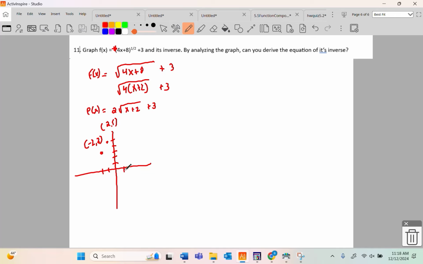So I'm going to let x be 2. And that would be just really high. But if I plugged a 2 in here, I'd be taking the square root of 4, which is 2. 2 times 2 is 4. Add 3, 7. The reason I'm getting more points is just going to make drawing the inverse easier on me.